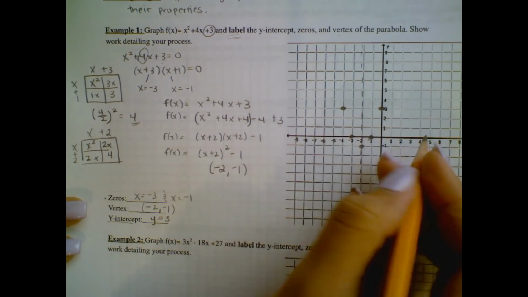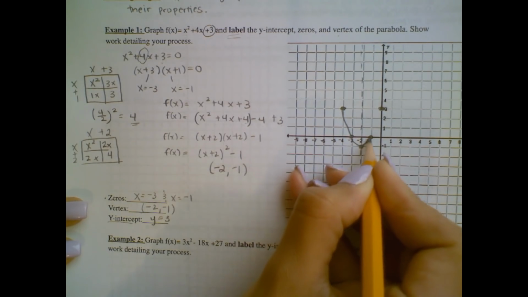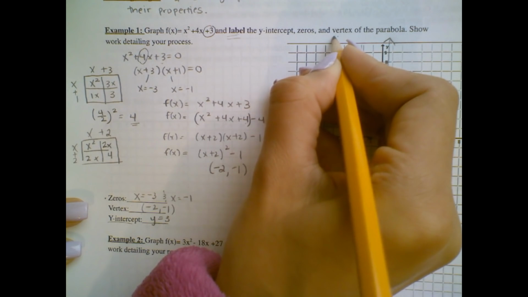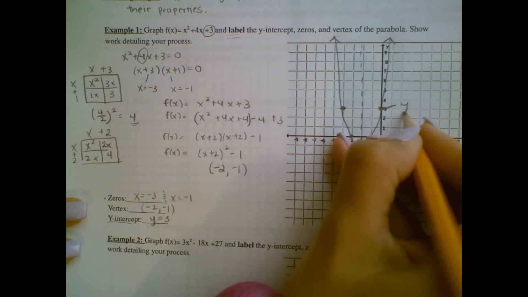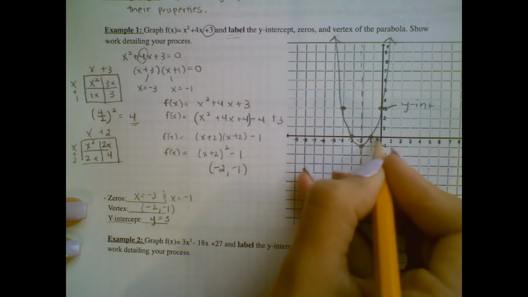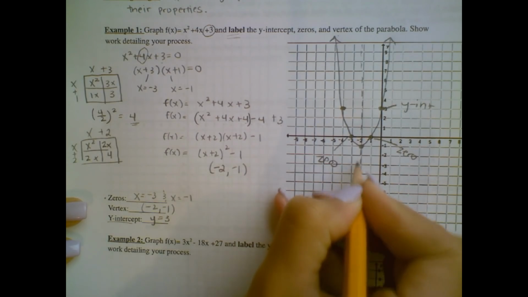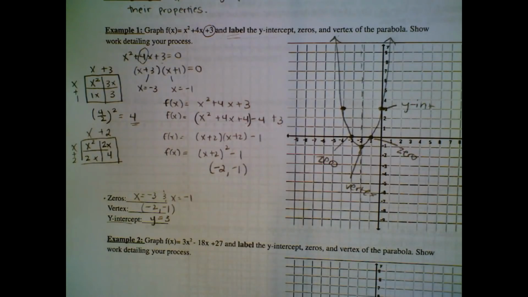Just so that's nice, I got an even amount of points on each side. So here's my parabola. Again, your parabola should not look sharp. It should look nice and rounded. So let's start labeling. This is my y-intercept. This is my 0. This is my 0. This is my vertex. And I don't have to label that point. That was just a point I reflected to make a nice perfect parabola.